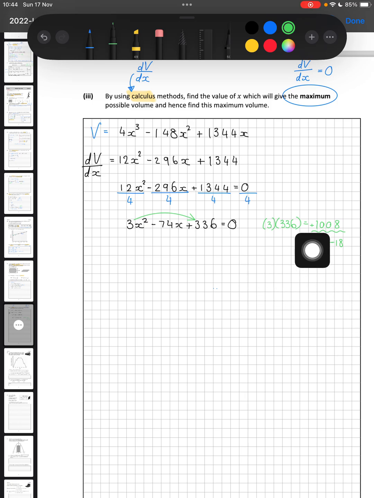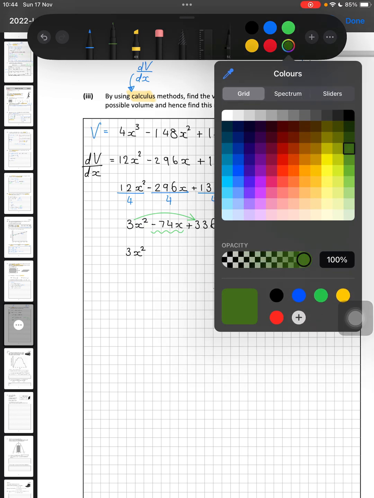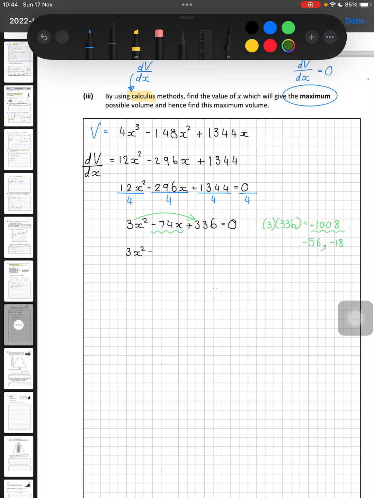Okay, so what we do next in these is we rewrite that middle part, the minus 74x, we rewrite that with these two numbers written in. Okay, so the 3x squared is going to stay the same, but then the minus 74x is going to be written as, I'll make the green a little bit darker just to make sure, minus 56x minus 18x. Okay, and then I'll carry down my plus 336 and my equals 0. And now I can factorise these using my 4 terms, my grouping method.